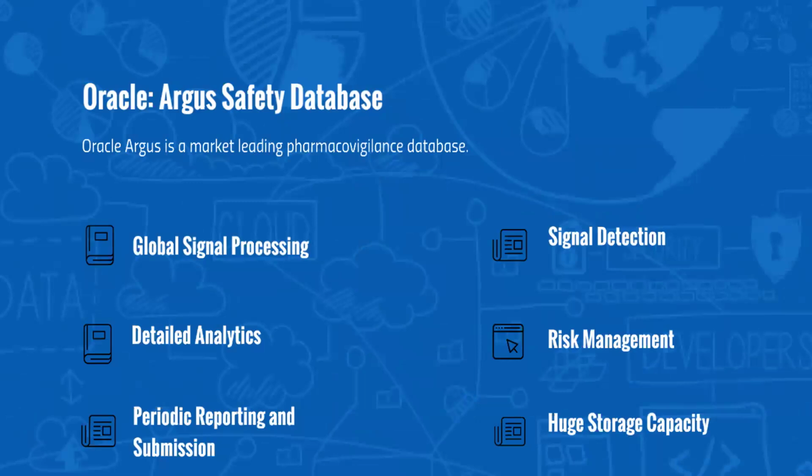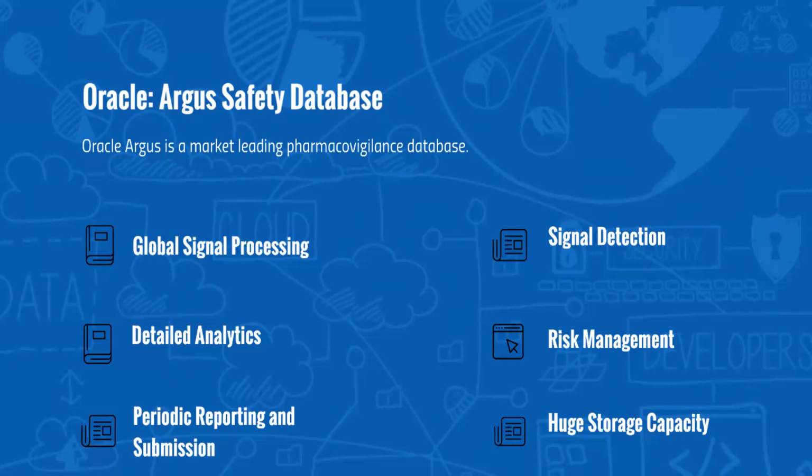So coming to the first, that is the Argus database. When you say the Argus safety database, it is based on Oracle. What is Oracle actually? Argus is the safety database, and Oracle is the company that owns this Argus safety database, and Oracle also has its own hosting services. Okay. So Oracle is a market leader for pharmacovigilance databases. That is correct actually.